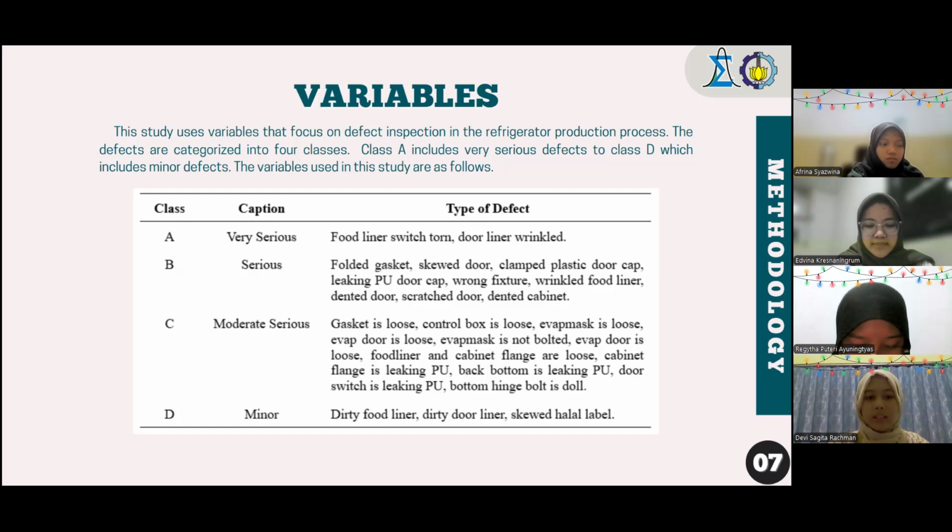And in class C, moderately serious, gasket is loose, control book is loose, FF mask is loose, evert door is loose, FF mask is not bolted, fourth liner and cabinet flank are loose, cabinet flank is leaking PO, back bottom is leaking PO, door switch is leaking PO, bottom high bolt is down. And in class D, minor, the types of defect are dirty foot liner, dirty door liner, and skewed halal label.